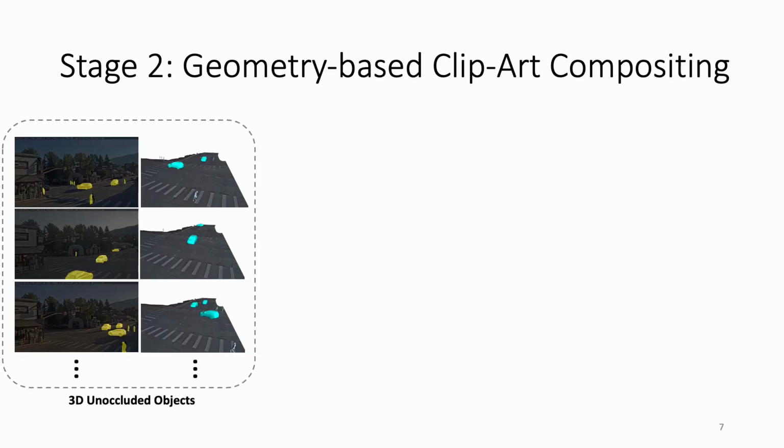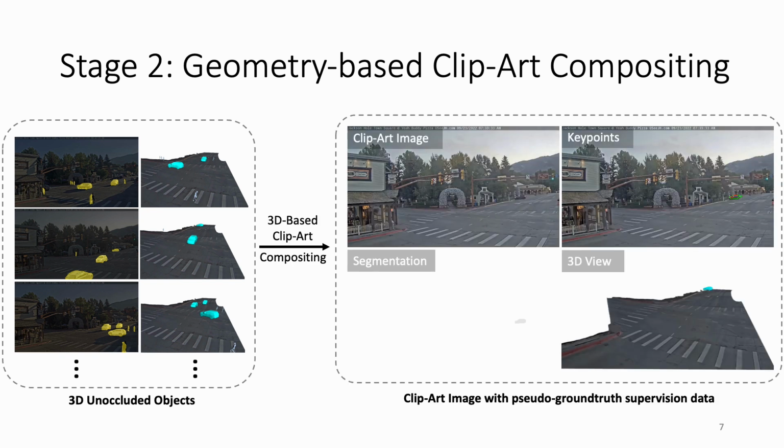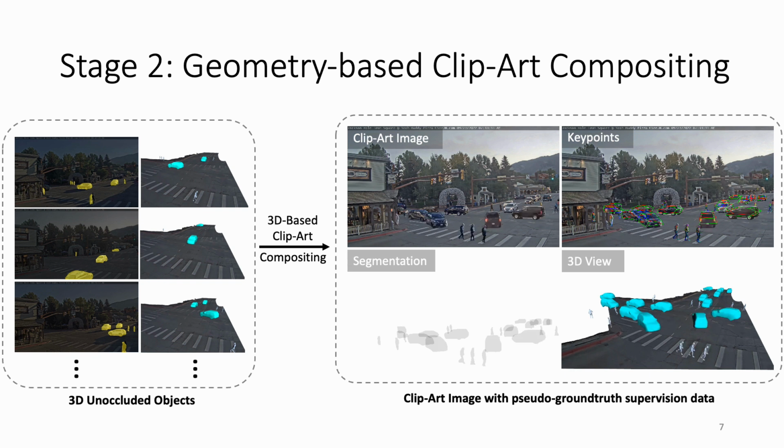Using the poses of unoccluded objects, we can geometrically compose them back into the background image in a clip art manner. In our approach, we randomly sample non-intersecting 3D objects and copy-paste them back into the background image at their original positions in order to preserve correct perspective, starting from the farthest to the closest. Observe that it can produce physically accurate and realistic occlusion configurations. Each clip art image comes with complete bounding boxes, segmentation masks, key points, and 3D poses and shapes, referred to as pseudo-ground truth as these were predicted by off-the-shelf methods.